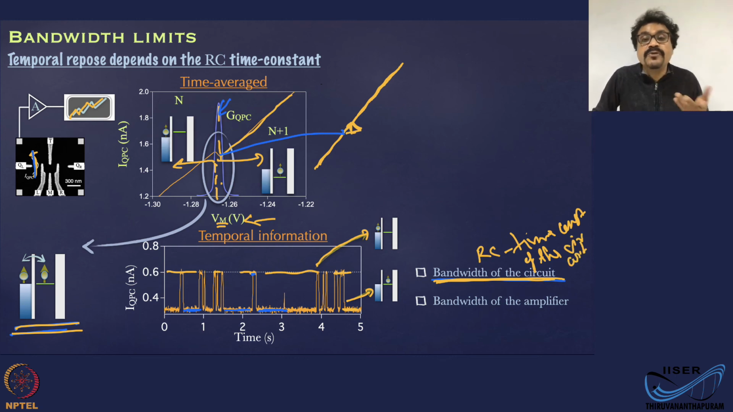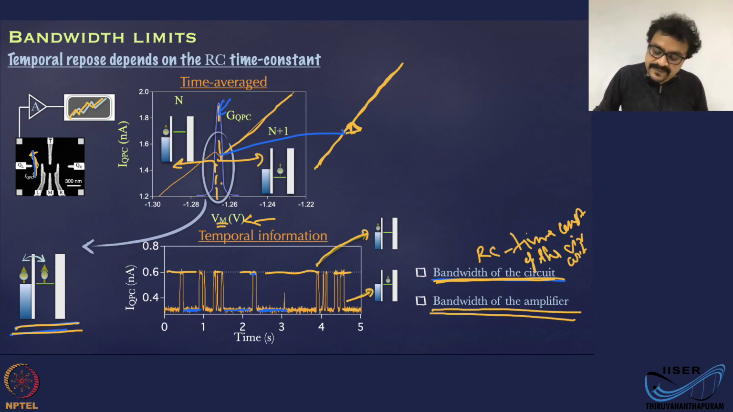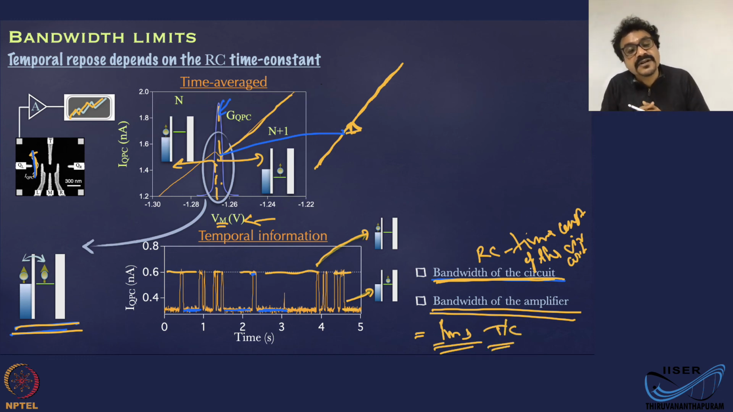On top of that, you also have the bandwidth of the preamplifier, this amplifier here, that tells you how fast you can measure. For example, in this specific case, it was a 1 millisecond time constant. That is for 1 kilohertz. That is the amplifier setting, or the filter setting in the amplifier, that was used for this measurement.